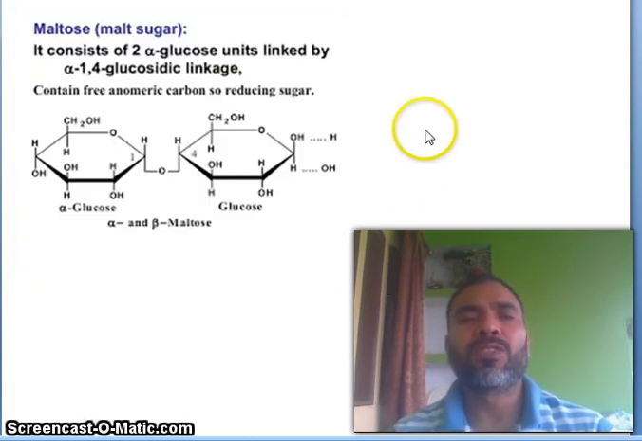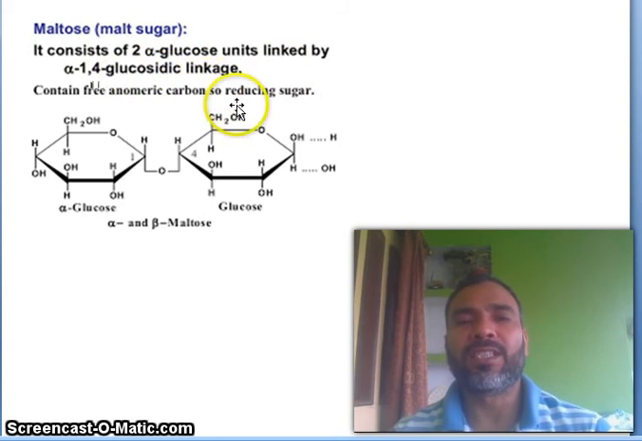Here you see maltose, we are saying malt sugar. It consists of 2 alpha glucose units, as you have already seen, linked by alpha 1,4 glycosidic linkage. It contains a free anomeric carbon, so it is a reducing sugar. What does anomeric mean? You can see here these two units, OH now bind with alpha 1,4 glycosidic linkage. Now this anomeric carbon, which is hemi-acetal in nature, is the anomeric carbon, and this is a reducing sugar.